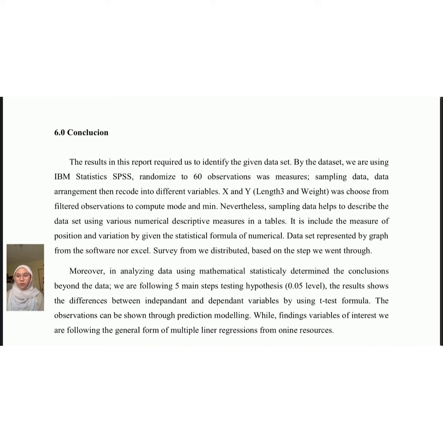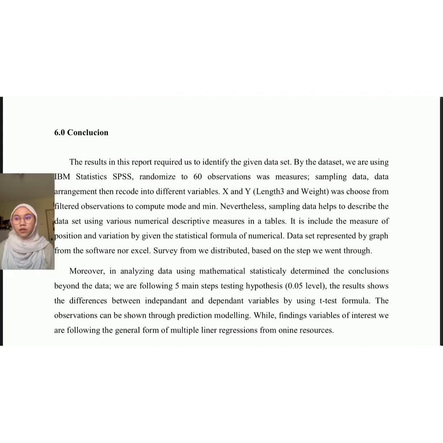We are following 5 main steps. Testing hypothesis at the 0.05 level, the result shows the difference between the independent and dependent variables by using the t-test formula. The observation can be shown through prediction modeling. While finding the variable of interest, we are following the general form of multiple linear regression from online resources. As a conclusion, the result is positive and strong. However, the data is able to carry the fit, and the linear fit is beyond a doubt that the survey clearly shows the important findings in all sections.